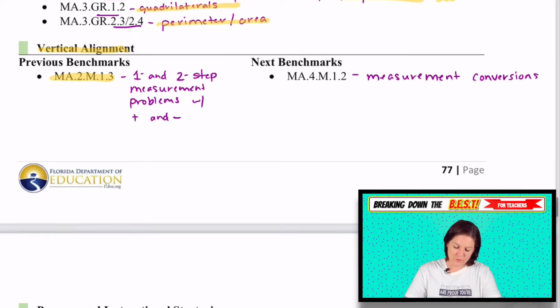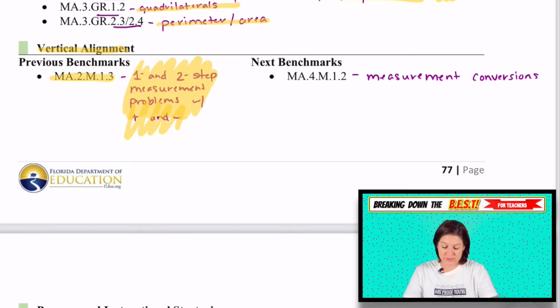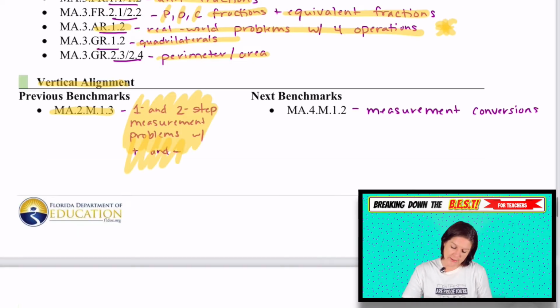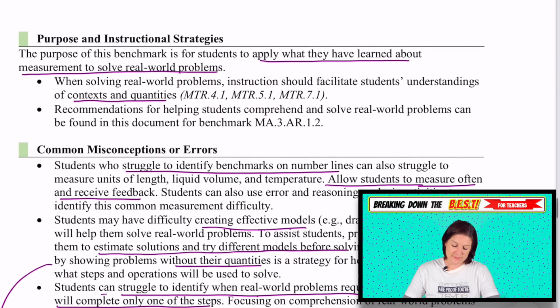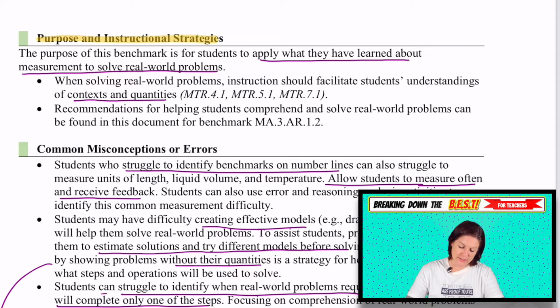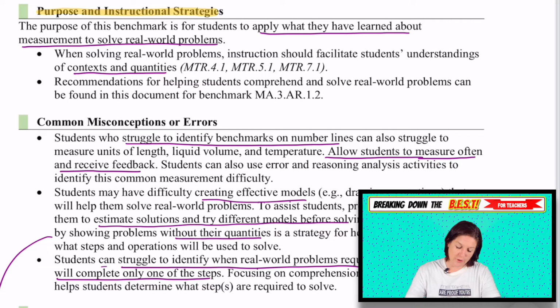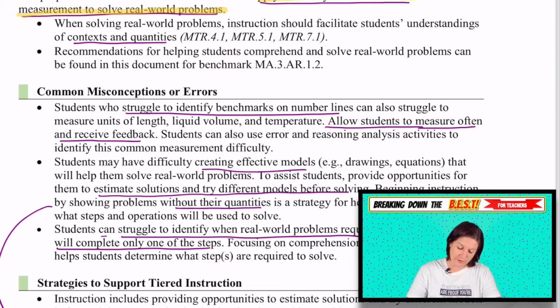In 2nd grade, students performed 1- and 2-step measurement problems with addition and subtraction. So now we're just bumping it up to include multiplication and division on that 3rd grade level. Okay, and then in 4th grade, like I mentioned before, we're going to break into measurement conversions, which is super fun. This is the purpose and instructional strategies section. And it says that the purpose of this benchmark is for students to apply what they have learned about measurement to solve real-world problems. We need to make sure that they understand what they're doing. They understand the context of the problem and what the quantities represent.